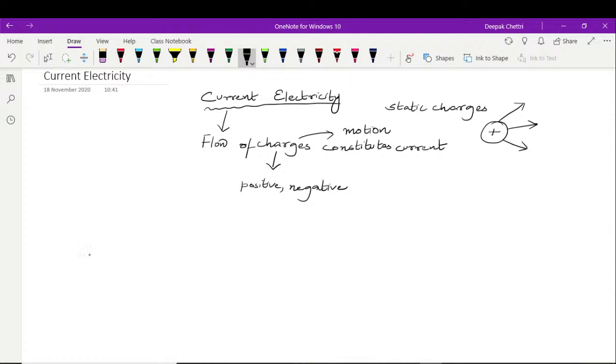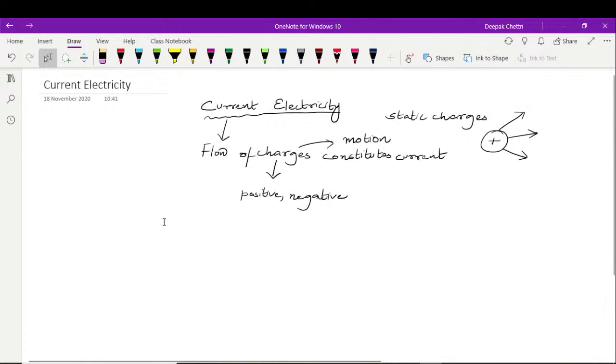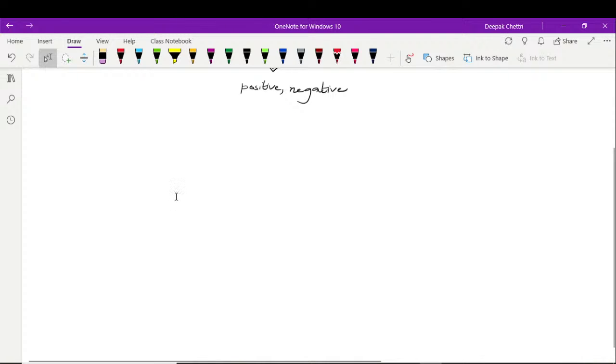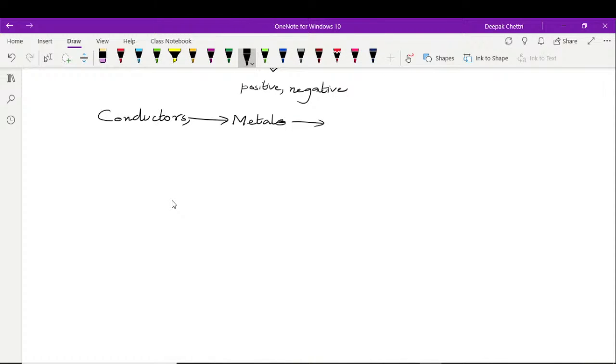Okay, so before that I would like to explain what happens inside. Now here in this chapter we will mainly be discussing conductors, how current flows in conductors. When I say conductors, they are mostly metals, right? Conductors are mostly metals. So how does current flow in metals? What are the charges in metals because of which the current flows? So we'll study about that.